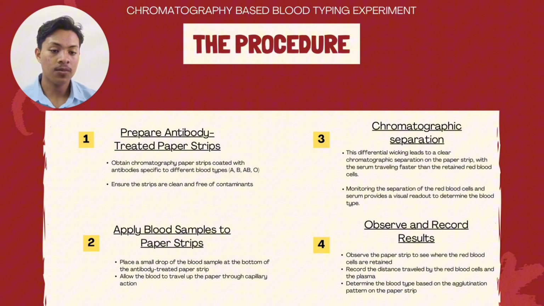Step 3. Chromatographic separation. Now, we introduce a solvent or buffer that moves through the paper by capillary action. As the solvent moves, it carries components of the blood with it, separating them in the process. Step 4. Observation of result. As the blood interacts with the antibodies on the paper, agglutination or clumping occurs if specific antigens are present. This movement or pattern of separation on the paper helps us identify the blood type.